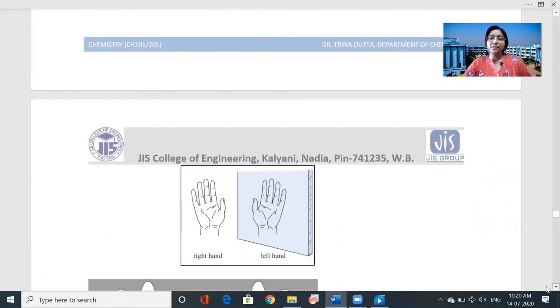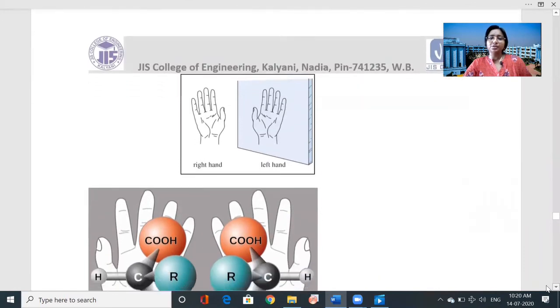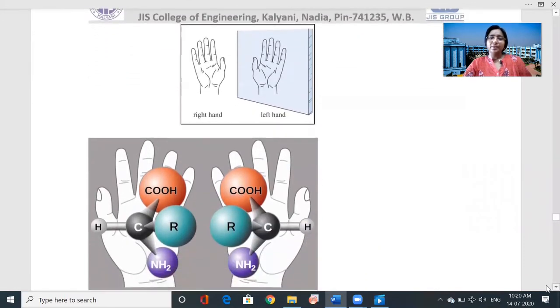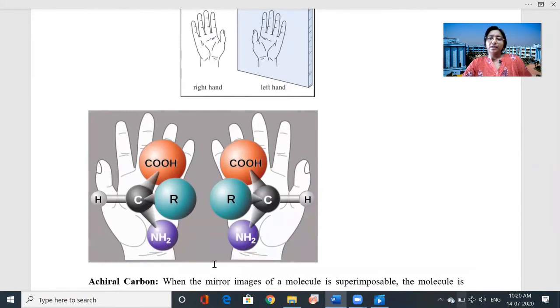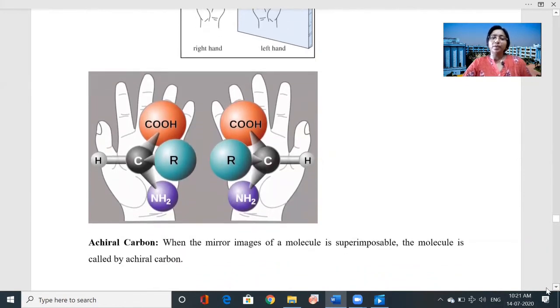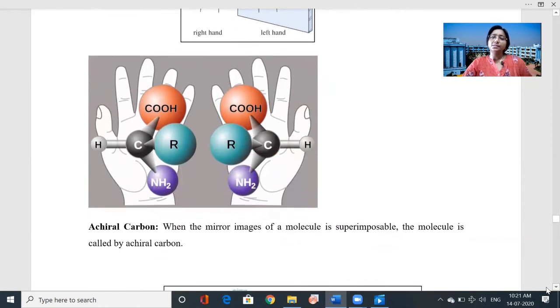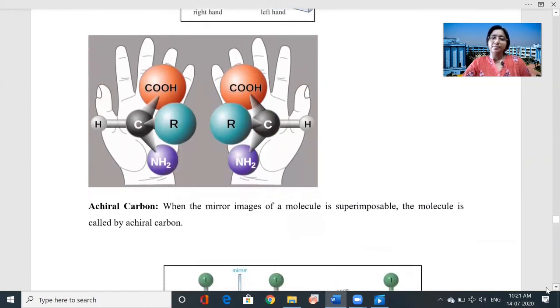So here you see with our hands, that is also chiral. That means if you consider that is the carbon, then here is the COOH carboxylic group, one methyl or alkyl group, one amine group, and another is hydrogen. So these two are non-superimposable. If you keep one hand on the other, that is not superimposable. So that is why this is called a chiral center.